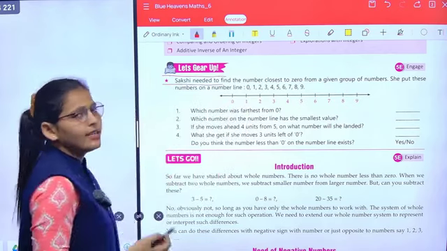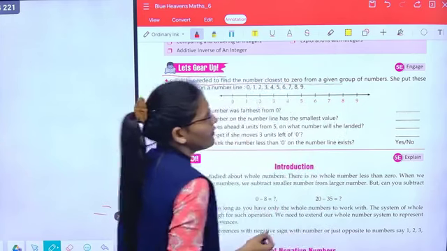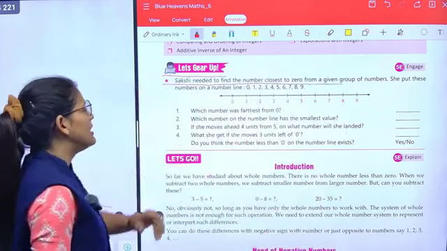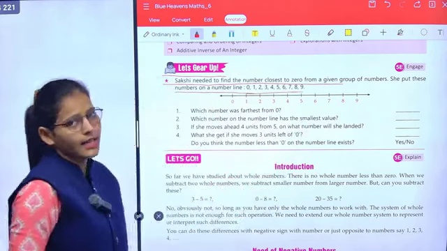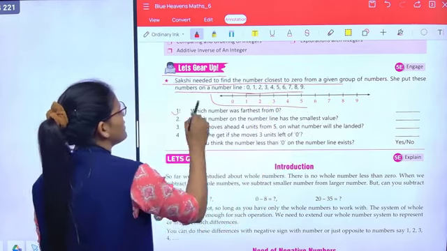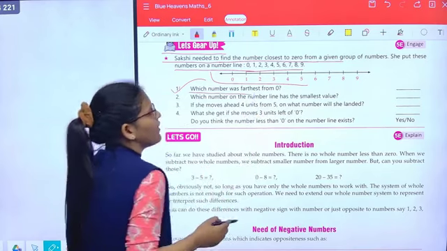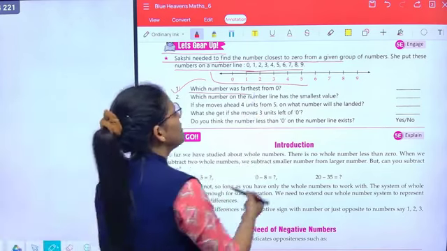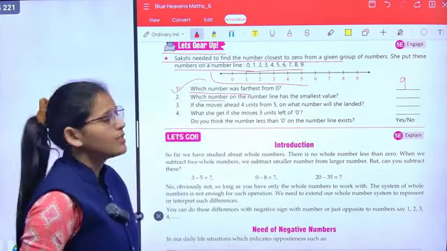Sakshi needed to find the number closest to 0 from a given group of numbers. She put these numbers on a number line, that is 0, 1, 2, 3, 4, 5, 6, 8 and 9. This is the number line. Now class, answer the following questions. Which number was farthest from 0? Farthest, that is 9. Now, which number on the number line has the smallest value?